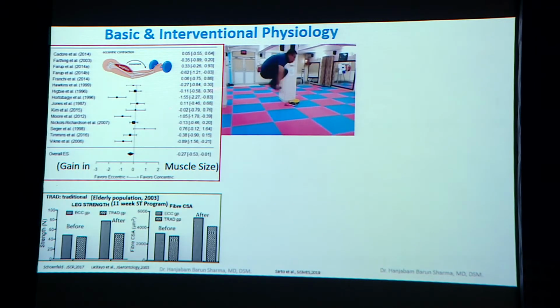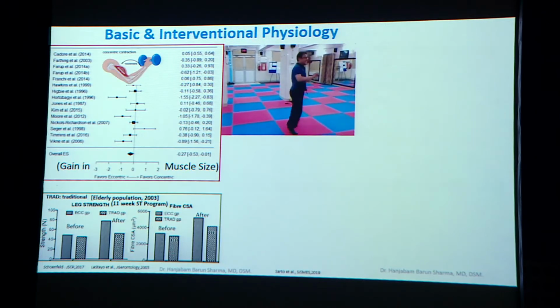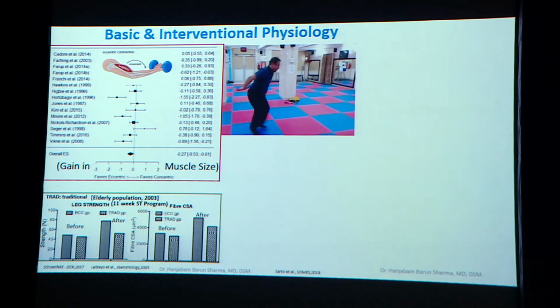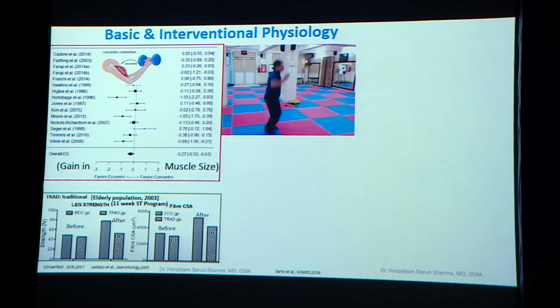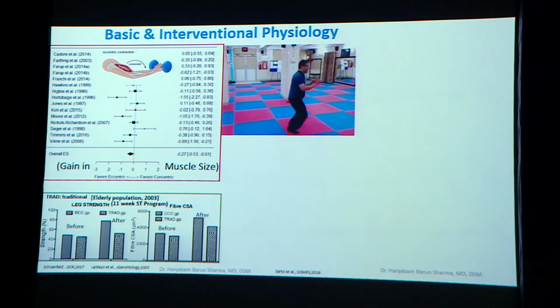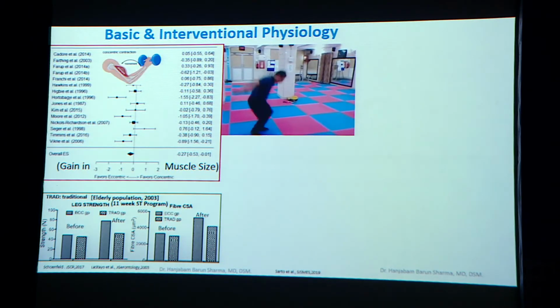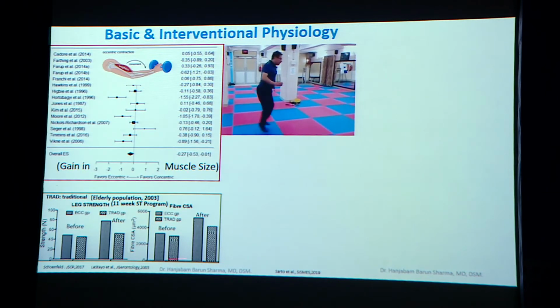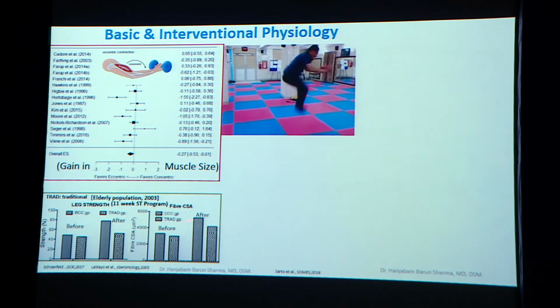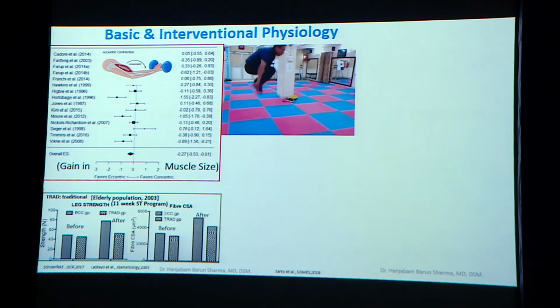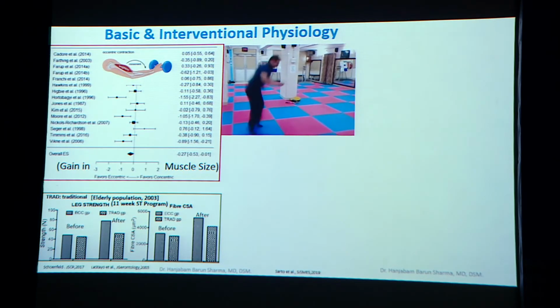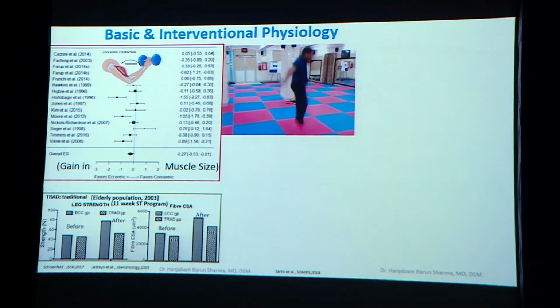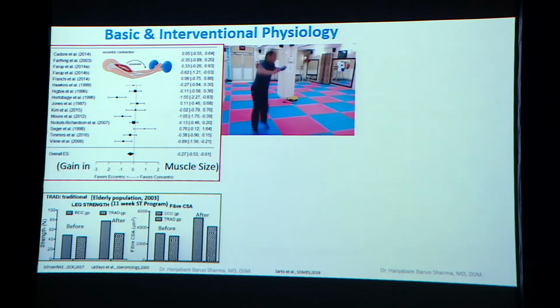We already know another interventional physiology concept, the importance of eccentric training. Everyone knows that eccentric training has more mechanical tension, which is important for muscle hypertrophy and muscle build-up. Many published papers show tremendous importance of eccentric training, even in the elderly population. But there are side effects also: DOMS is more present in eccentric training, and there is always a risk of injury.